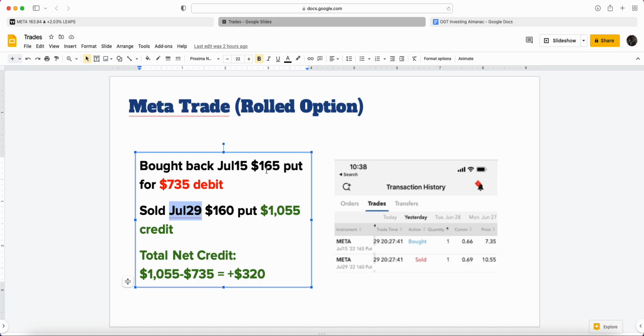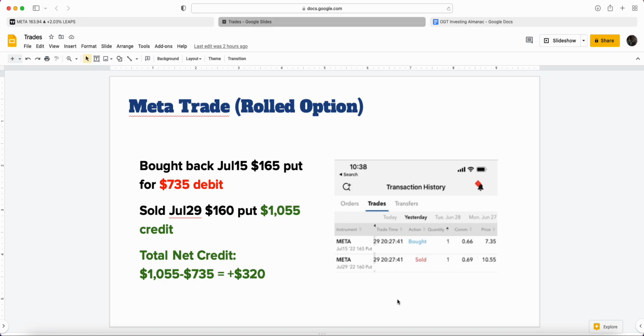But I thought this was a good trade, to get a positive net credit of $320 to extend the option by a couple of weeks. So for two weeks' worth of option premium, I get an extra 320 in my pocket and take risk off the table from 165 to 160. I thought overall it was the right trade for me to do. And looking at how it's open pre-market, it looks like it could be the right trade.